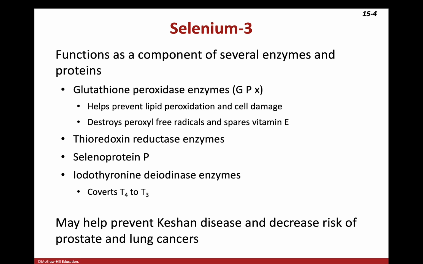Here we see glutathione peroxidase enzymes. So remember that is going to help prevent lipid peroxidation and damage to cells from radicals. It destroys specifically peroxyl free radicals and will actually spare vitamin E. Thioredoxin reductase enzymes, selenoprotein P, iodothyronine deiodinase enzymes, and that plays a role in converting T4 to T3. It may actually help prevent a disease known as Keshan disease and decrease the risk of both prostate and lung cancers.